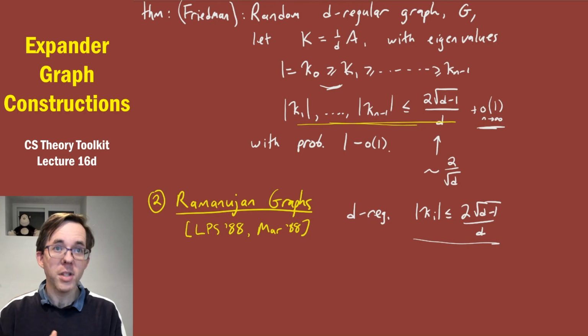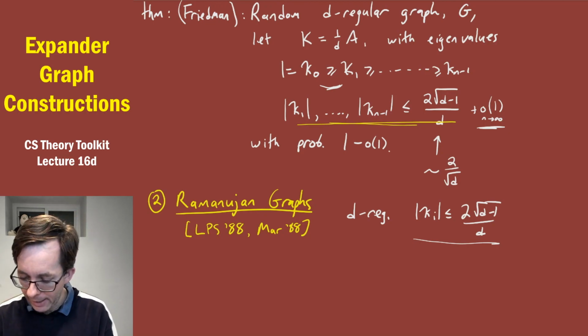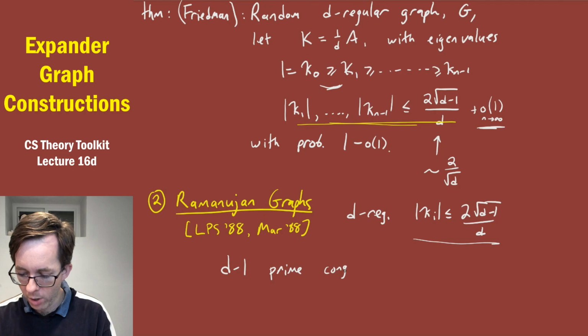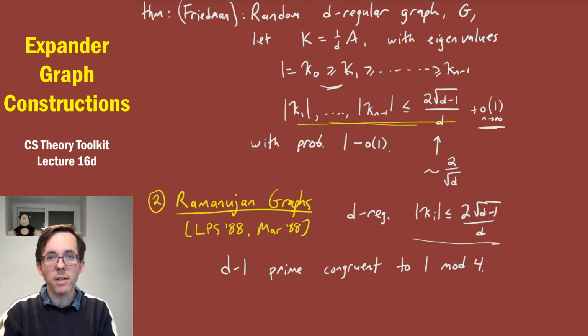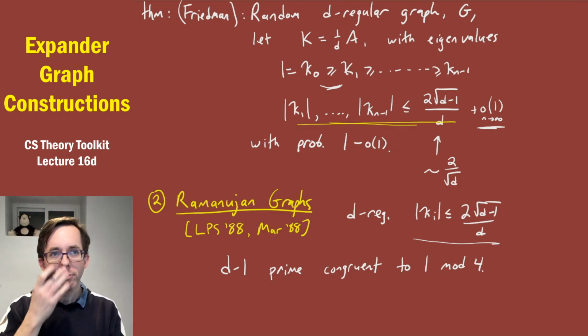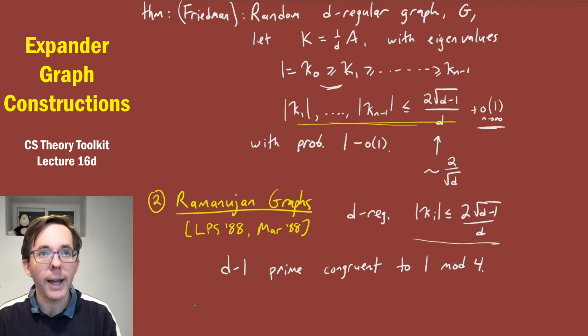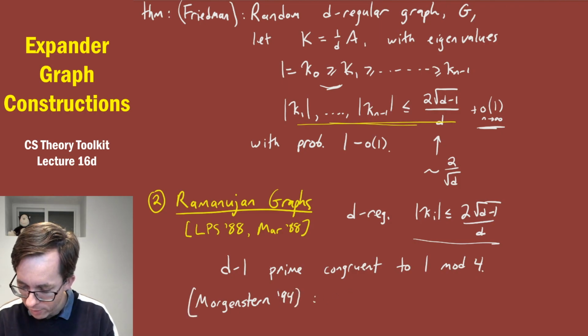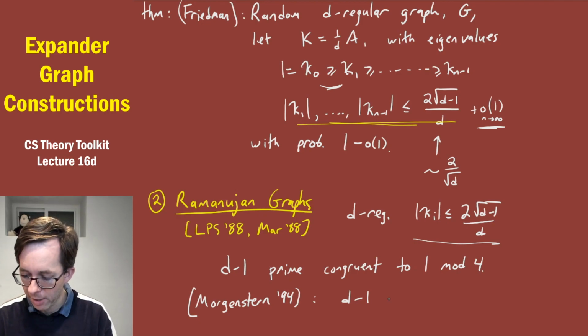There is another number theory catch, which is that they only showed them when d minus 1 is a prime congruent to 1 mod 4. So you don't get them for every value of d, but you get them for a bunch of values of d, whenever d minus 1 is a prime. And actually, this was subsequently improved by Morgenstern in like '94 or something, to any case where there's a finite field of size d minus 1, so d minus 1 being a prime power.